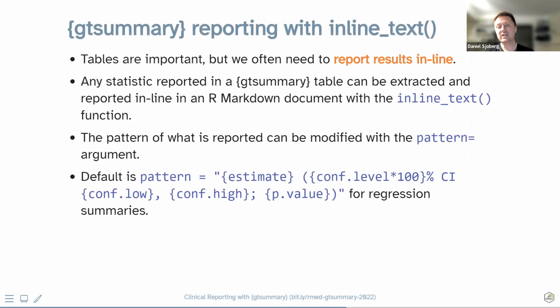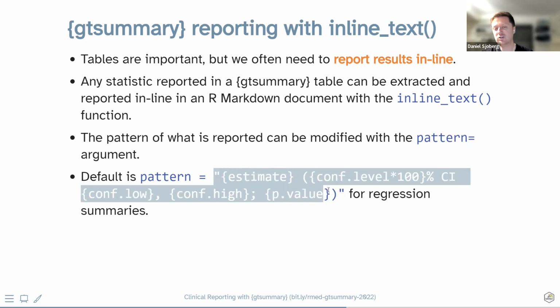So inline_text works with any gtsummary table, by the way. And you can report any of the statistics from any of the tables in here. So we're going to talk mostly about regression models, because I think that's probably the most useful bit. And so here, when you're passing a regression model or tbl_regression object to inline_text, there's a default pattern. And you're going to notice that you're going to see your curly brackets, your glue syntax, again here.